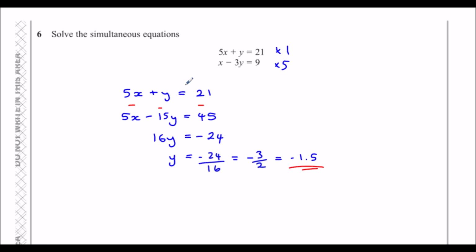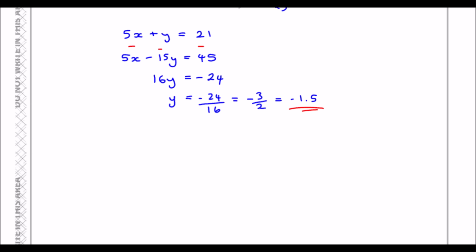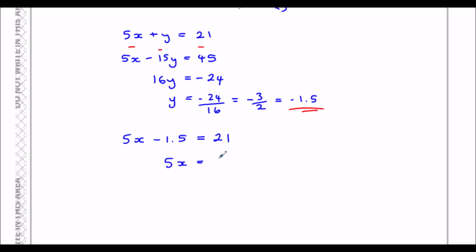And I'm going to substitute my y answer back into the top equation. So I've got 5x plus y, which is minus 1.5. So I'm going to write minus 1.5 equals 21. So I'm going to solve this equation now. So we're going to plus 1.5 to both sides. So 5x equals 22.5. And then divide both sides by 5 to get x by itself.